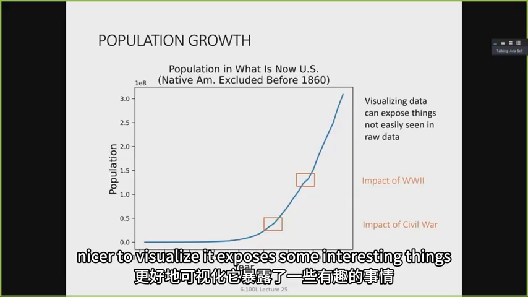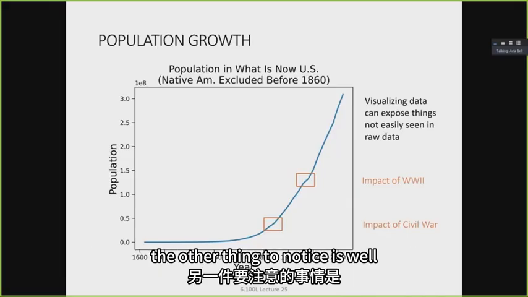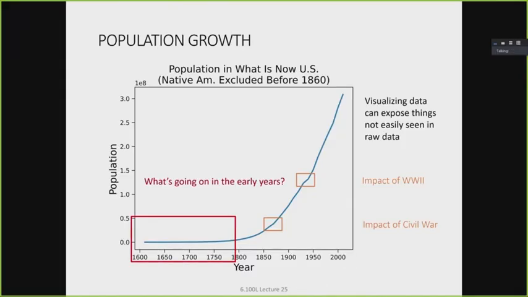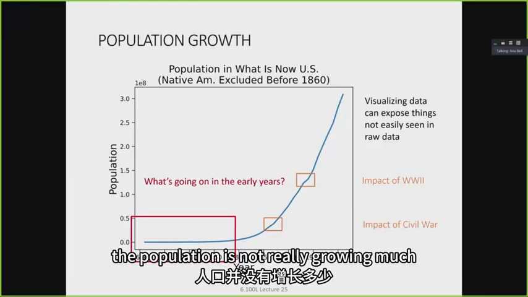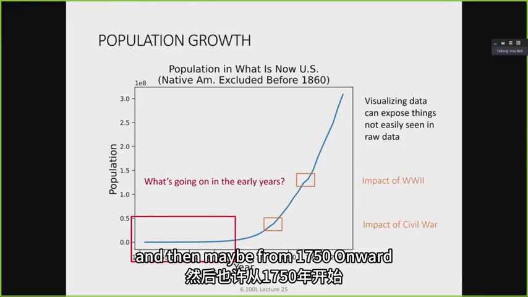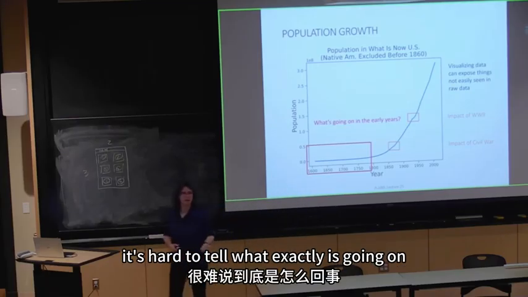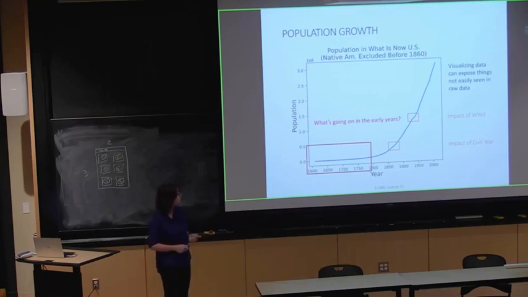So it's nicer to visualize. It exposes some interesting things. The other thing to notice is, well, what's going on down here? It kind of looks like the population is not really growing much, right? And then maybe from 1750 onward, it starts to grow exponentially. It's hard to tell what exactly is going on in that lower part.